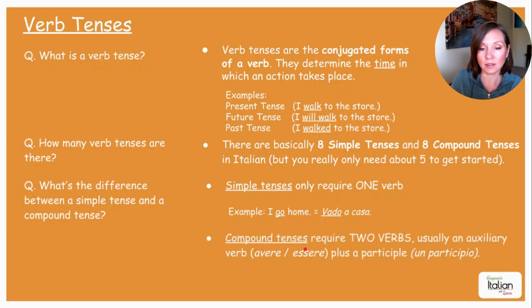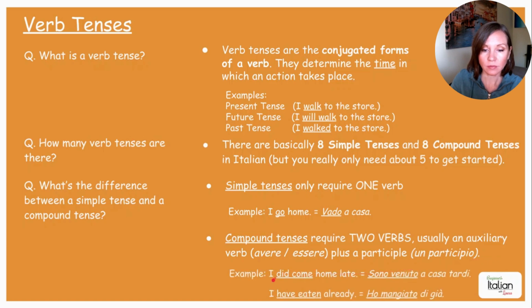A compound tense requires 2 verbs, usually an auxiliary verb, meaning avere or essere, plus a participle, or un participio. So, for example, I did come home late. Sono venuto a casa tardi. I have eaten already. Ho mangiato di già.